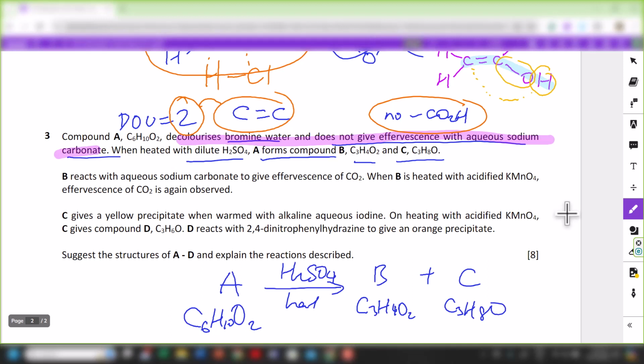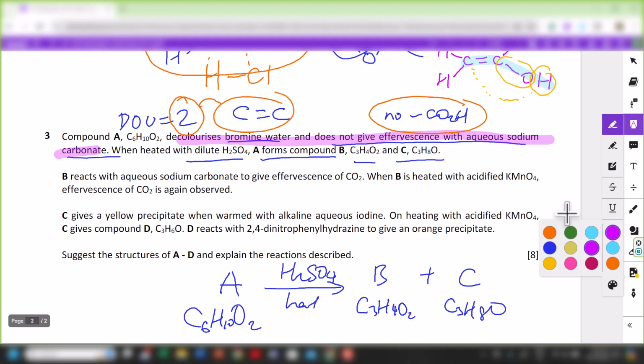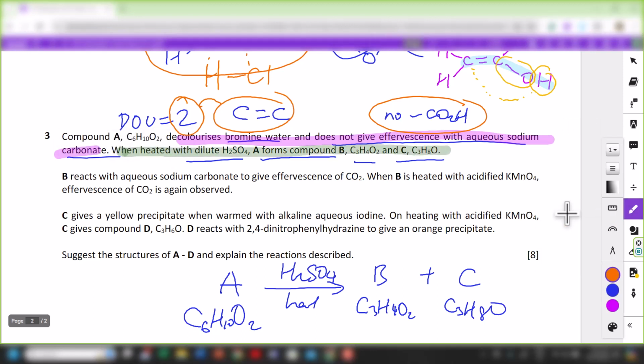But since they tell you that there's no carboxylic acid, because a carboxylic acid will give you another degree of unsaturation due to the C double bond O, then it's likely to contain maybe an ester. You're not sure, but you can be a little bit clearer after you read this clue. When you heat it with sulfuric acid, you get these 2 compounds. If it's an ester, it undergoes hydrolysis.